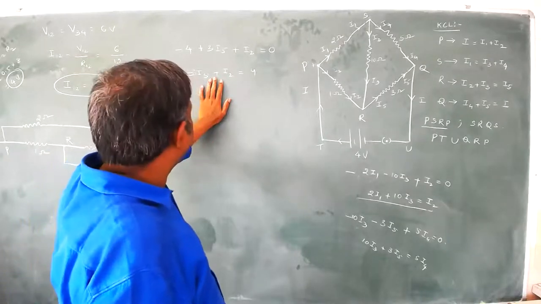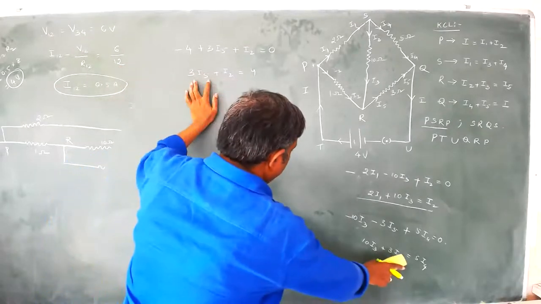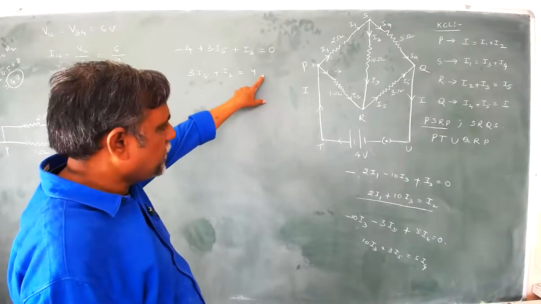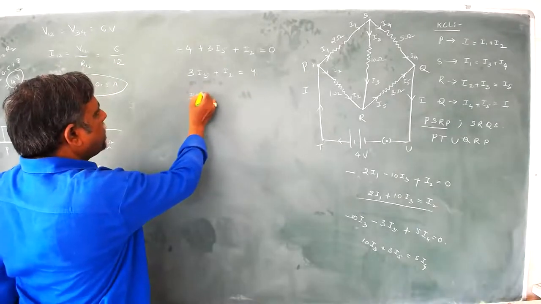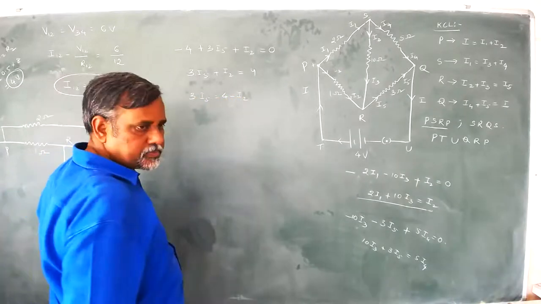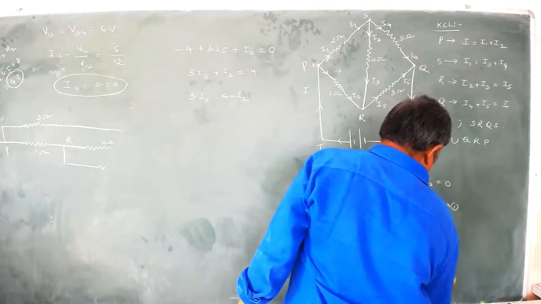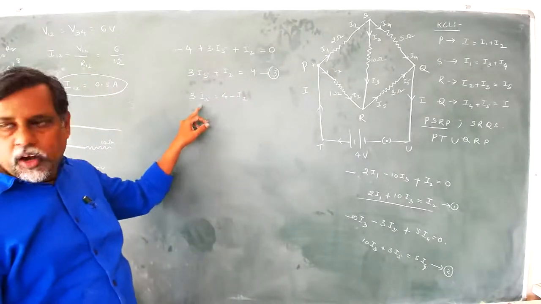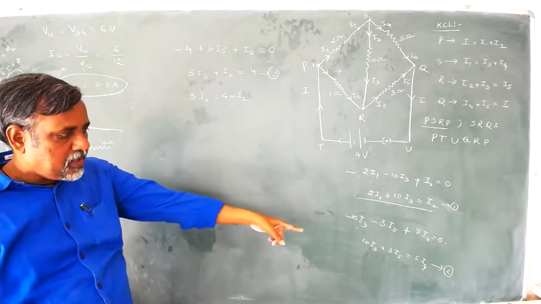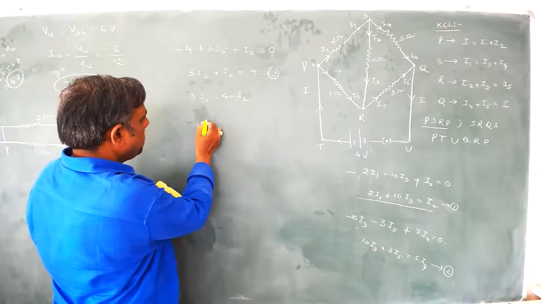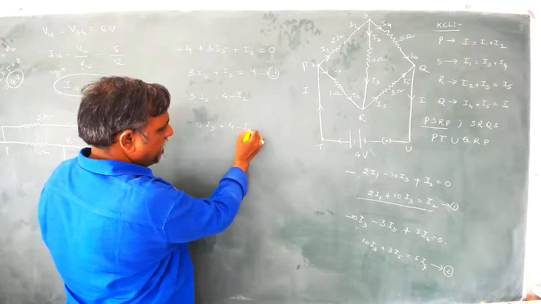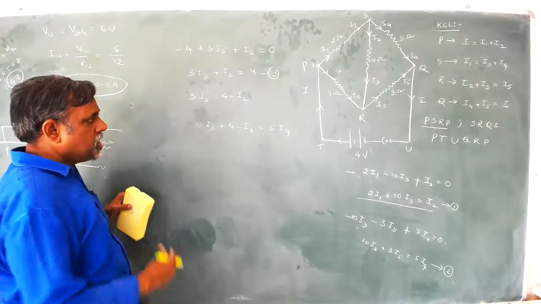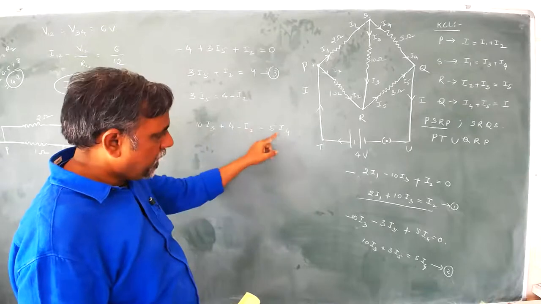Look at this: 3I5 here and also 3I5 there. So in place of this 3I5, write 4 minus I2. This is equation 1, this is equation 2, and this is equation 3. From equation 3, I got 3I5. Substitute it in equation 2. Then what will you get? 10I3 plus 4 minus I2 is equal to 5I4.